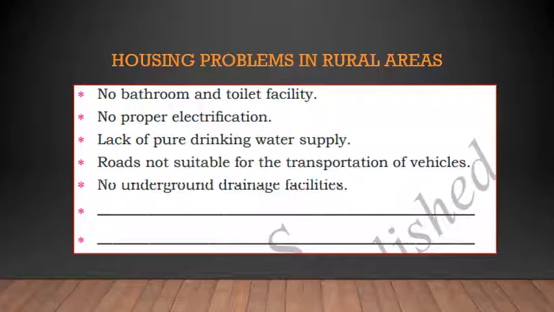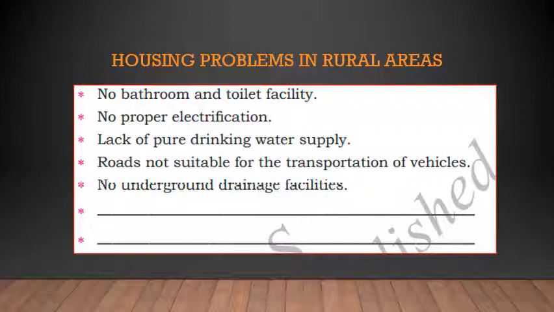Rural areas can be in the villages. Okay, so the first reason is no bathrooms and toilet facility. This is becoming a big problem nowadays, that there are no bathrooms and toilets even for the women in the house. So if they go to excrete in the outside open air, the waste is thrown out and it becomes dirty. No proper electrification. Proper electricity supply is not there.